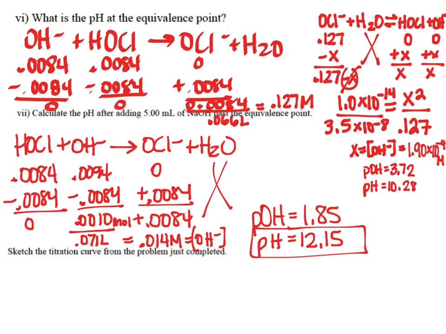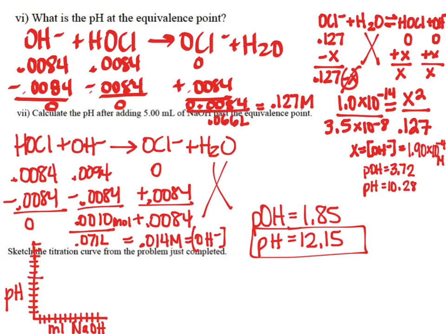And then it wants us to sketch it, so bear with me. We are going to have our pH, and then we are going to have our mLs of NaOH. That's what's in our burette, that's what we're titrating with. So I'm going to put 14 here. 1, 2, 3, 4, 5, 6, 7, 8, 9, 10, 11, 12. 5, 10, 15, 20, 25, 30, 35, 40, 45, 50.